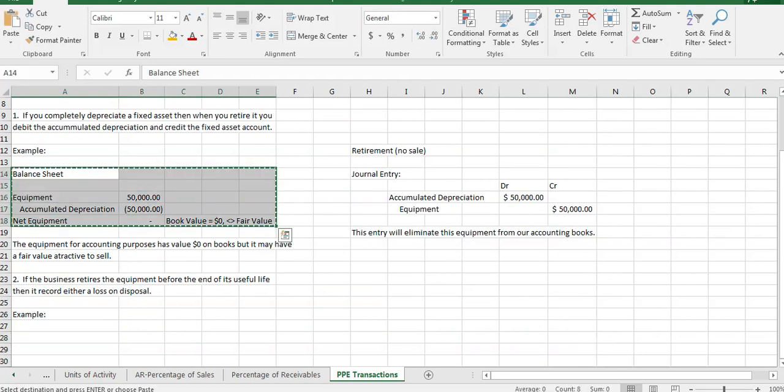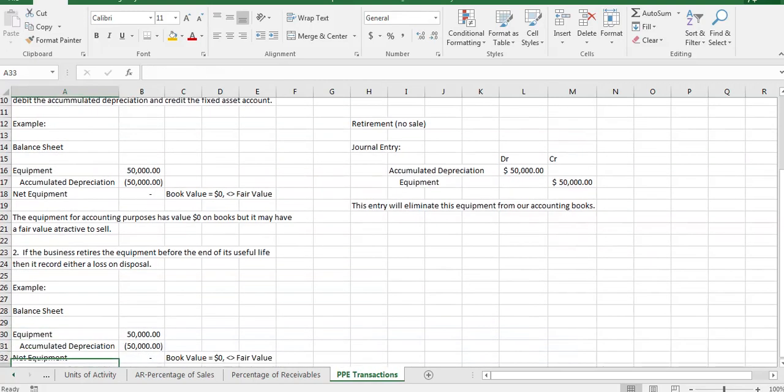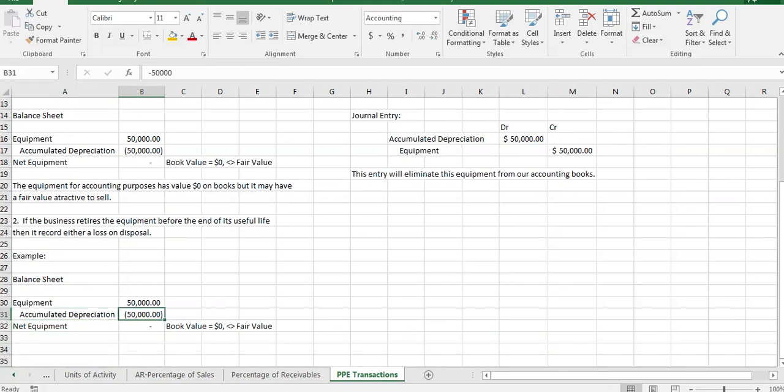Let me copy the information that we had before, and let's do this. Accumulated depreciation 38,000. We have a book value of 12,000. Let me correct this. So basically we were saying that book value now is going to be $12,000, and not necessarily needs to be the same as the fair value, as we explained before.